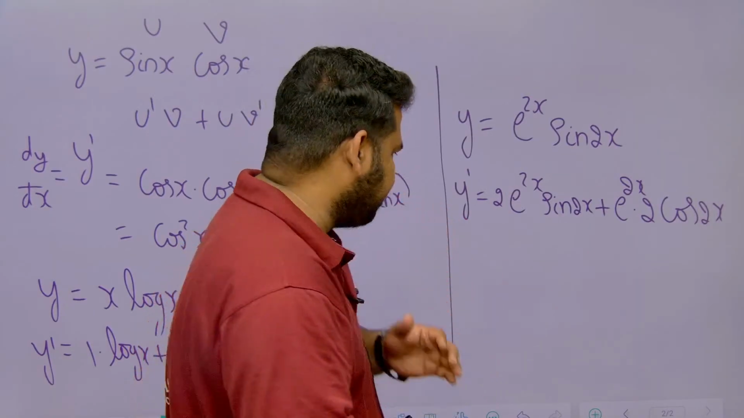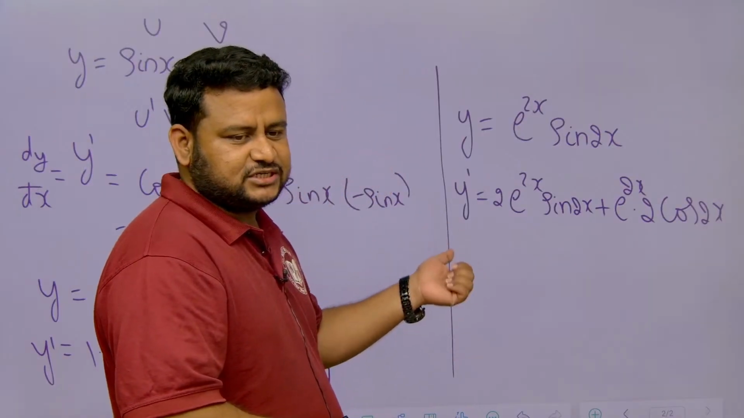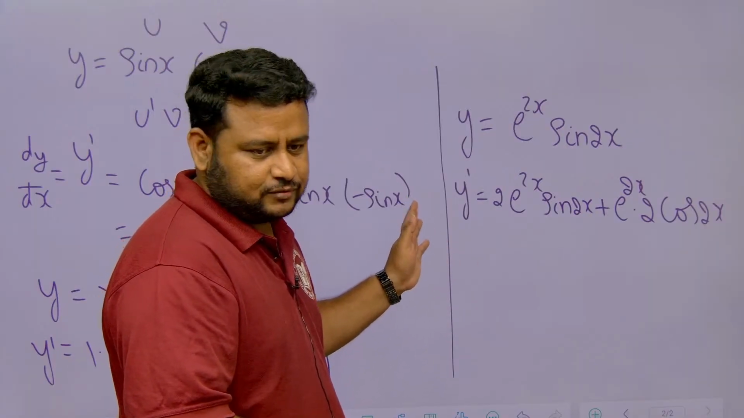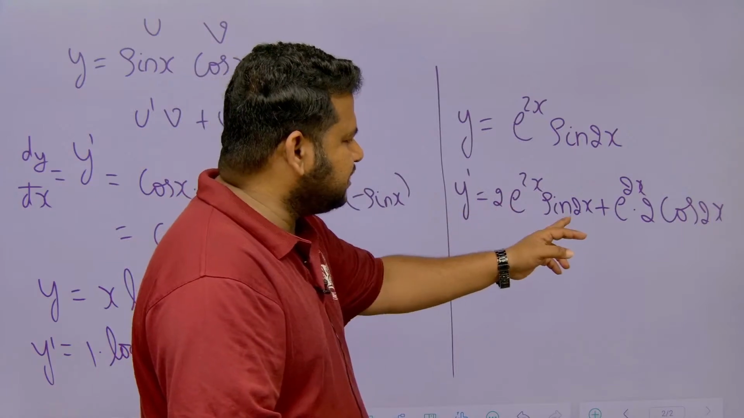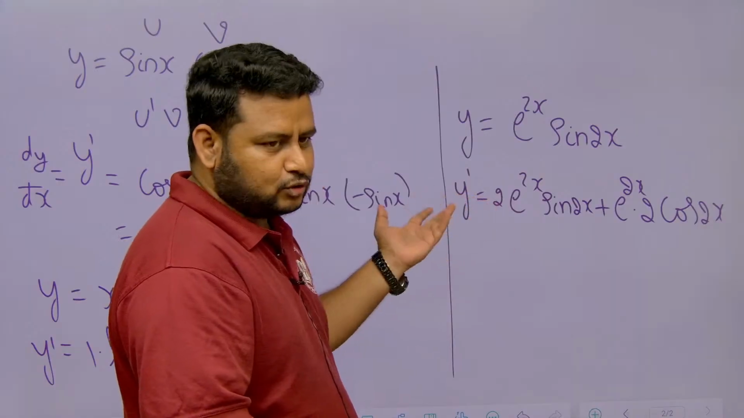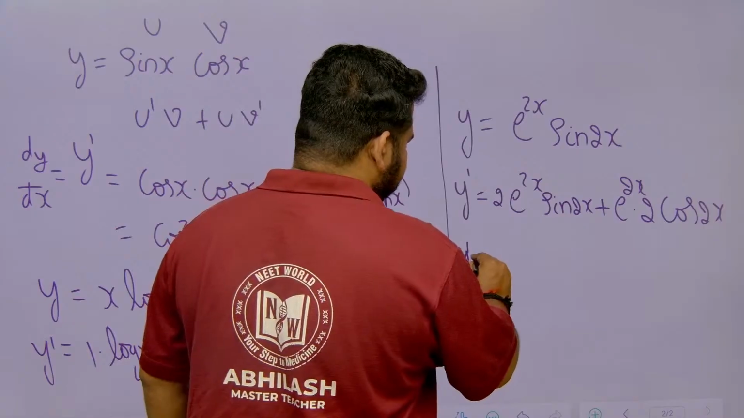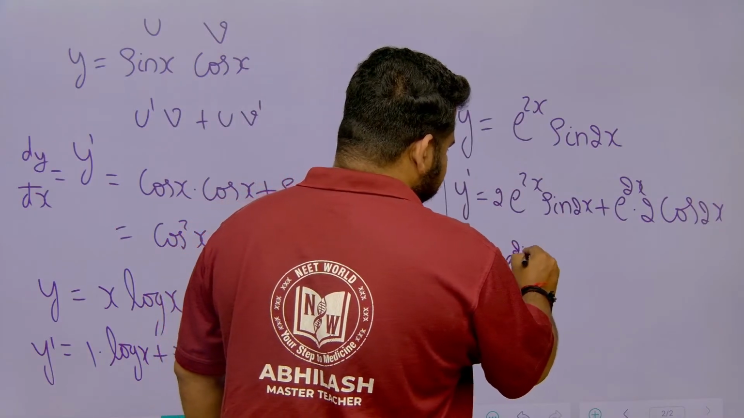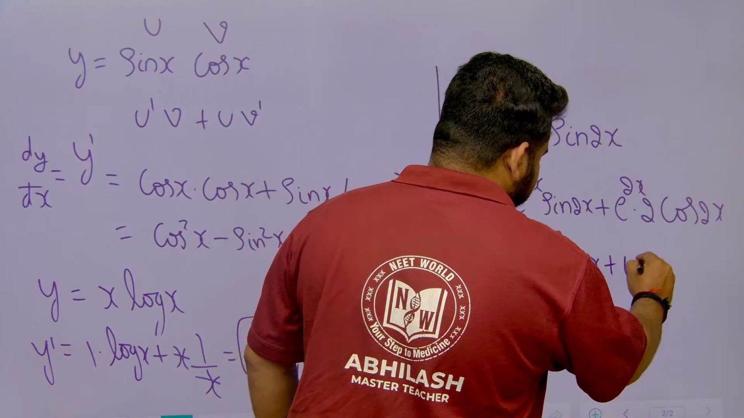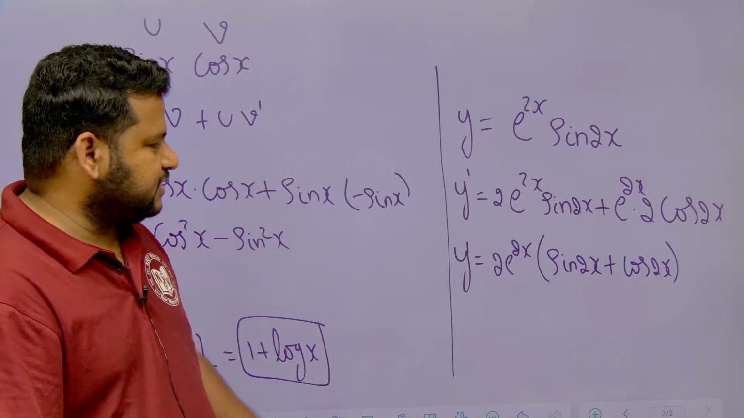Remember that. We will do basics of trigonometry also, so that your differentiation and integration become even easier for you. Basics of trigonometry is very important. Understood? 2 is there on both sides, so I can take 2 common, and e power 2x I can also take common. Finally you can write 2 into e power 2x into sin 2x plus cos 2x. You can leave it here. This is the way you can do it.